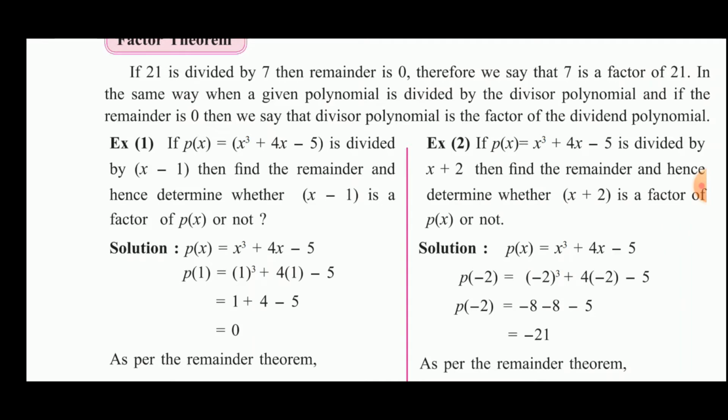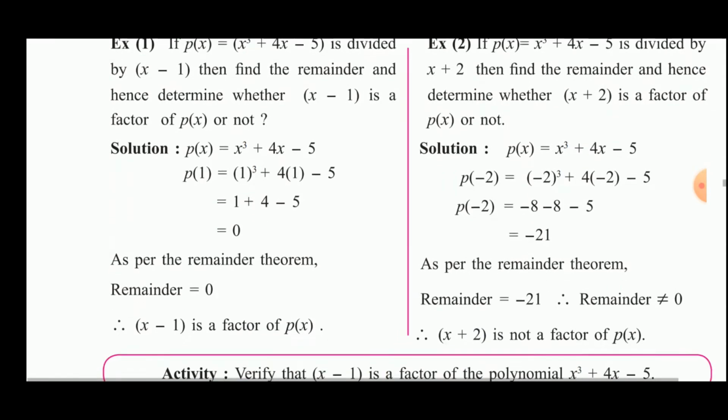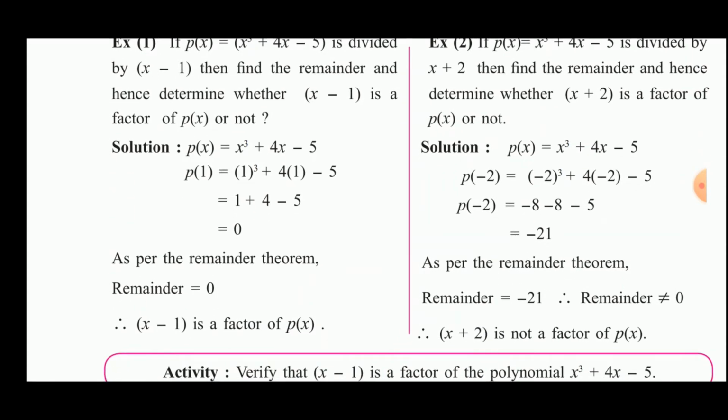Now the polynomial p is x cube plus 4x minus 5. So substitute x is equal to 1, you get 1 cube plus 4 into 1 minus 5. So 1 plus 4 minus 5, that is equal to 0. So as per this, the remainder is equal to 0. Therefore x minus 1 is a factor of p.